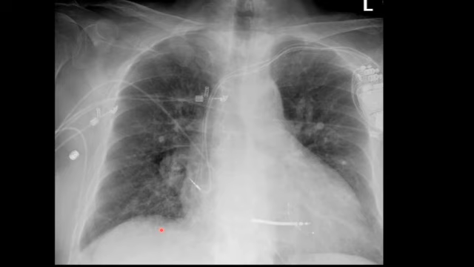There is no pleural effusion. There is a small right apical pneumothorax. There is no pneumothorax on the left side, and the osseous structures are unremarkable.